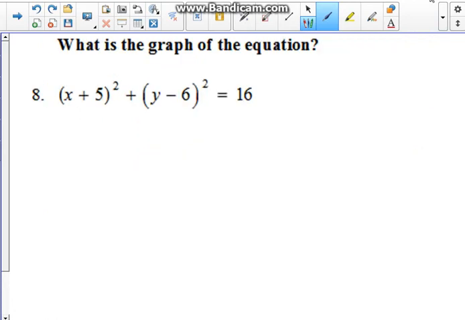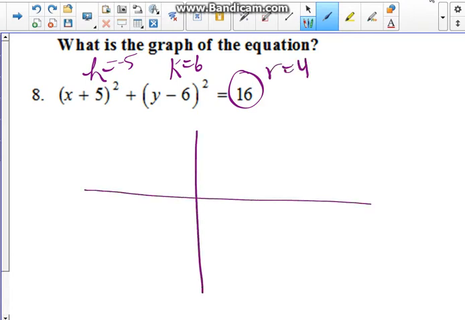The next problem asks us what is the graph of the equation. So again, it's the x minus h. So we know that h is equal to negative 5. And then y minus k, so k must be equal to 6. And this is our r squared. 16 is our r squared, so r must be equal to 4. So we know we're going to have a circle, and the center is h, k, right? So that's going to be negative 5 and 6 with a radius of 4.